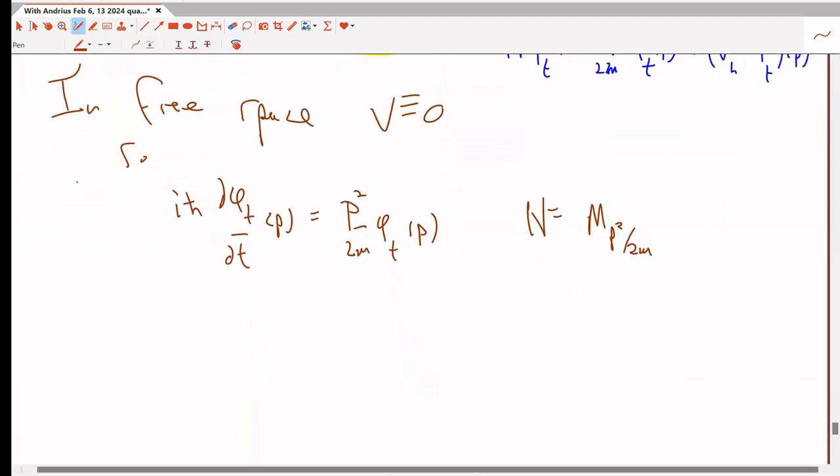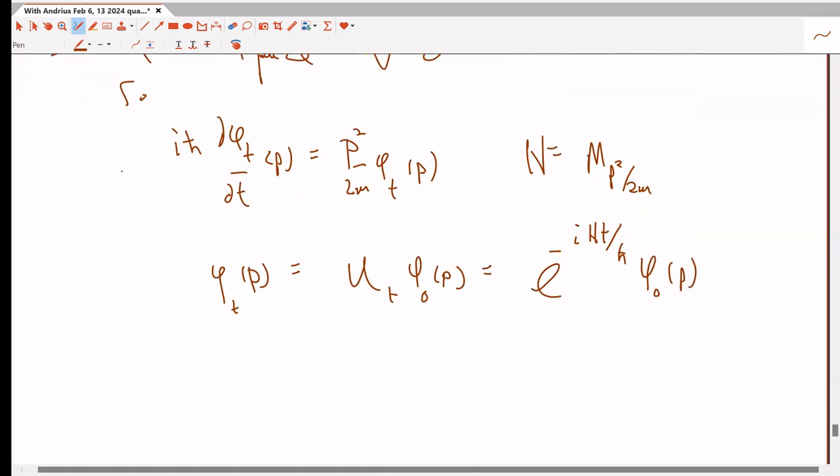Which is extremely simple. So from our general setup, we know that phi t is equal to, from our general theory of one parameter unitary groups, we take the initial state and operate via this one parameter unitary group, which can be written in terms of the infinitesimal generator, which is the Hamiltonian. Let's just write this out. This is this operator, e to the minus multiplication by p squared over 2m times t over h bar.